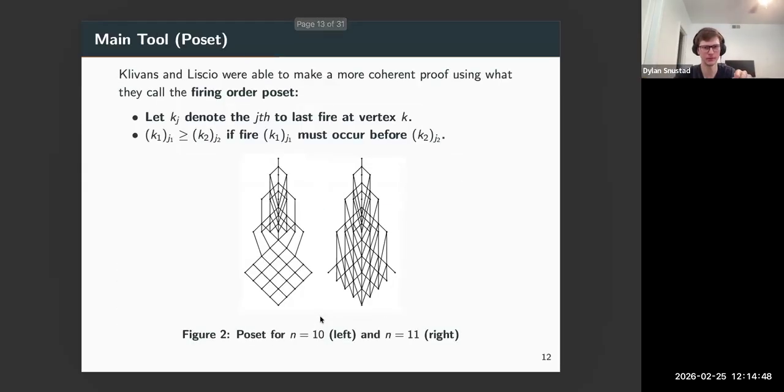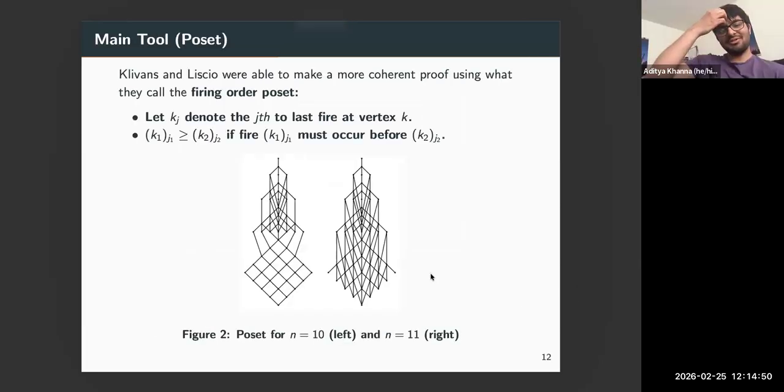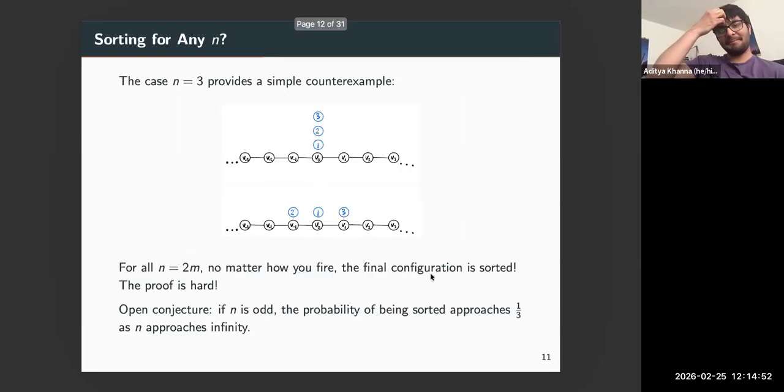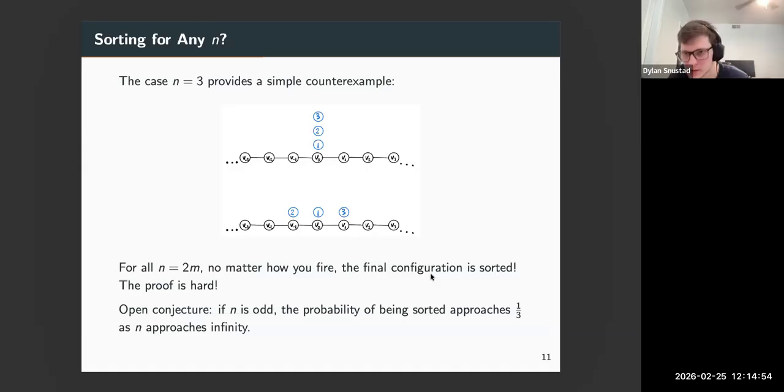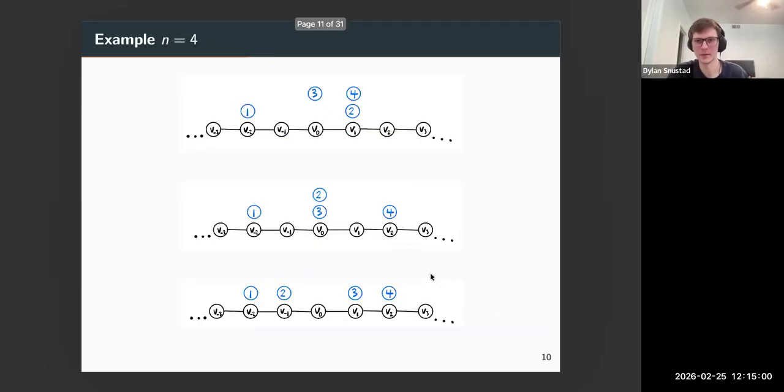Could you remind me of the condition on the label chip firing? Sorry, could you remind me of the condition on the chip firing? Oh, the label chip, yeah.